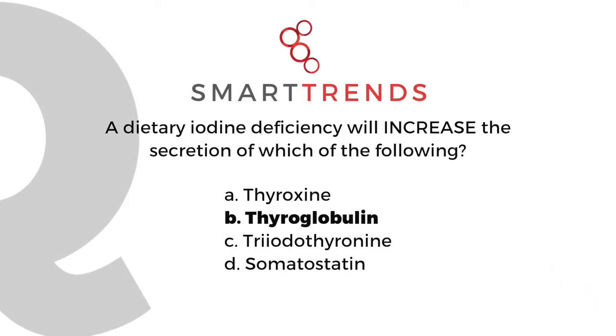Right, the answer is thyroglobulin. Thyroglobulin is a protein in the thyroid in which the thyroid hormones are synthesized. Good, so we know that if you have an increase in thyroglobulin, then you have an increase in your T3 and T4, okay? So let's keep going then.